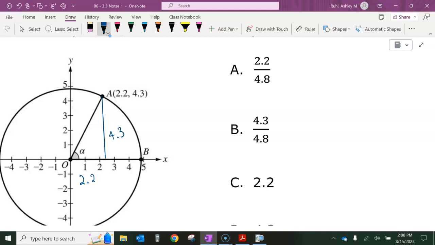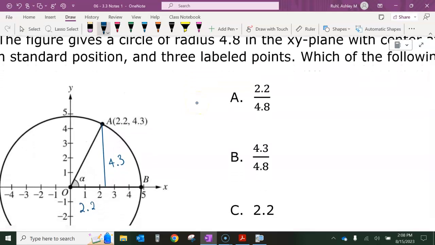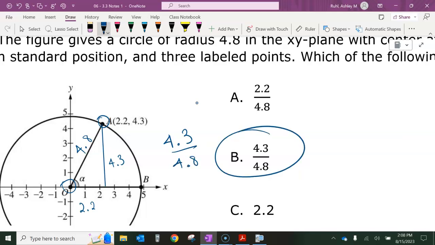The other information that I could solve, given that information, is for my hypotenuse using Pythagorean theorem, but I don't need to do that because it tells me that I have a circle with a radius of 4.8. If I notice right here between this point 0 and this point A, that's my radius. So this is 4.8. So now in order to solve for sine of my alpha, I just do SOHCAHTOA, which is opposite over hypotenuse, which would be 4.3 divided by 4.8, which happens to be this value right here.